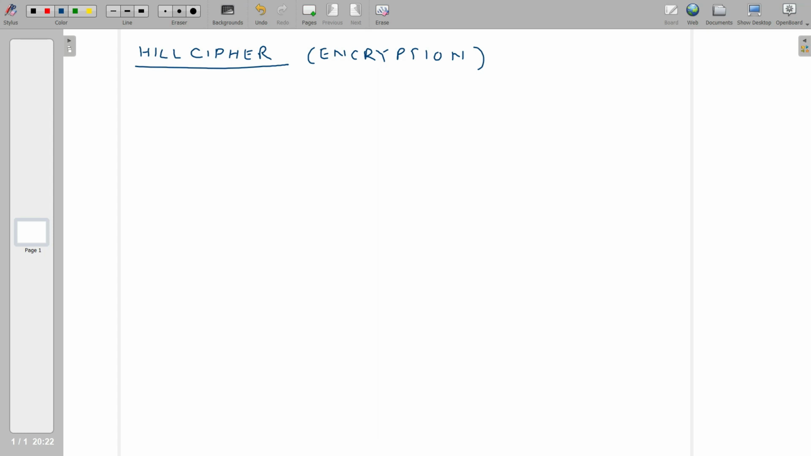Hill cipher. When we talk about the Hill cipher, the encryption algorithm is, let's say C is the ciphertext, so the algorithm will be C = E_K(P), the encryption of P, where P is the plain text and K is the key. So it is always going to be C = P × K mod 26. Let's say this is equation number 1.